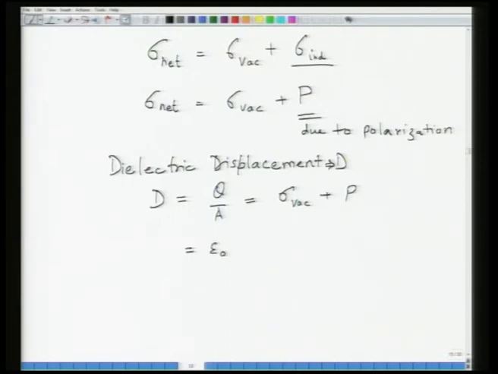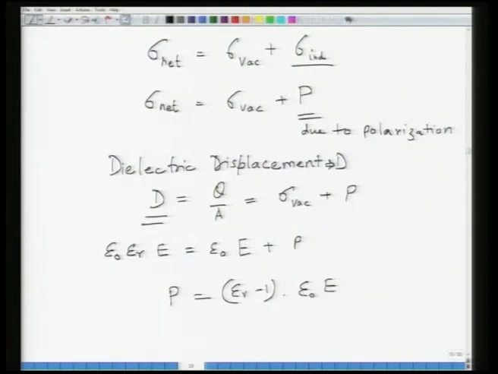Now D for this kind of thing would be sigma vac plus P, and what is sigma vac? We know it is epsilon naught E. And what is the overall dielectric displacement? This is nothing but epsilon naught epsilon R into E. So this polarization P is now defined as epsilon R minus 1 into epsilon naught E. This is the polarization of the material.